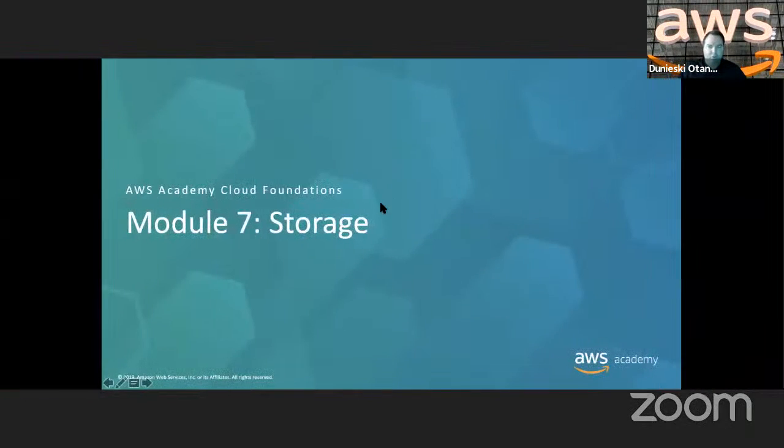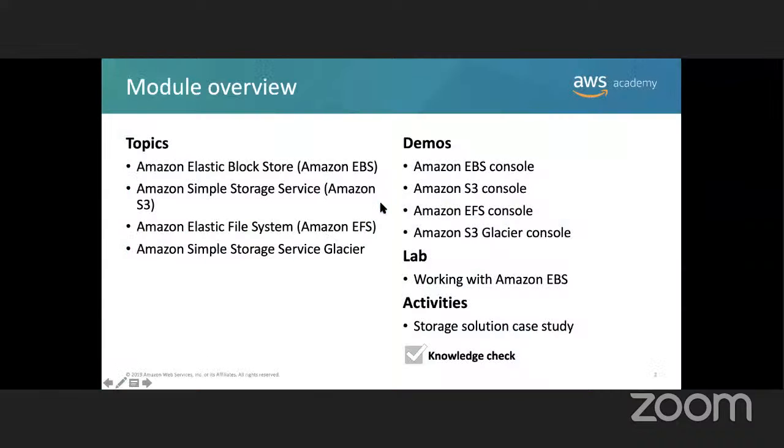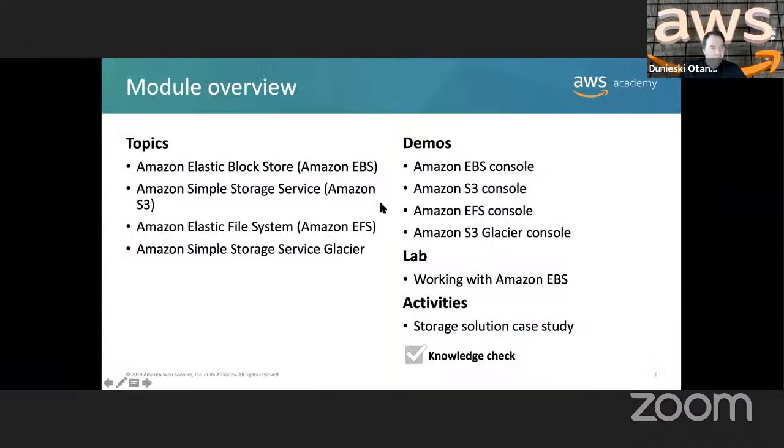All right, let's talk about storage today. Okay, so the module overview, the topics: Amazon Elastic Block Store, Amazon EBS, Amazon Simple Storage Service, S3, Amazon Elastic File System, Amazon EFS, Amazon Simple Storage Service Glacier. Okay. We have demos of the EBS console, Amazon S3 console, EFS console, and Amazon S3 Glacier console.